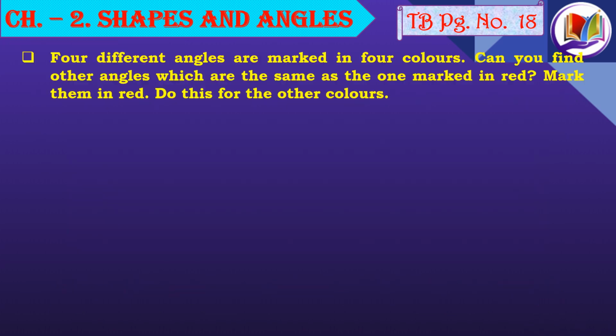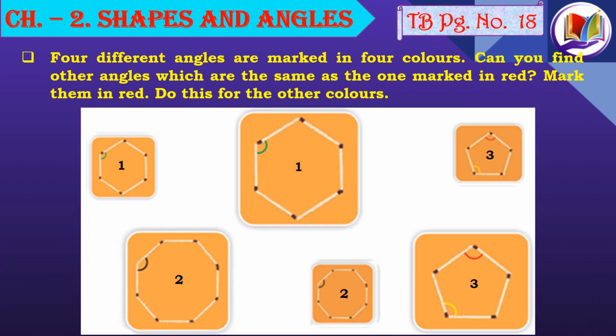Now children, let's go ahead and see some more angles and find out whether they are equal or not. Here, 4 different angles are marked in 4 colors. Can you find other angles which are the same as the one marked in red? Mark them in red. Do this for the other colors also. So I have done it for you.